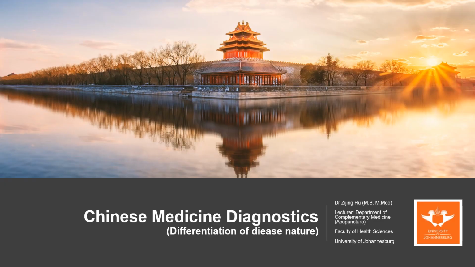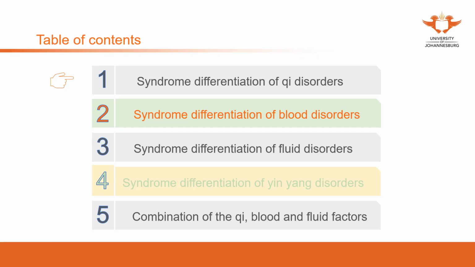Good day, class. In this video, we are going to start a new session, Differentiation of the Disease Nature. This session includes central differentiation of Qi disorders, central differentiation of the blood disorders, central differentiation of the fluid disorders, central differentiation of yin and yang disorders. At last, we're going to talk about the combination of these factors when they happen together. What kinds of manifestation does the patient have?